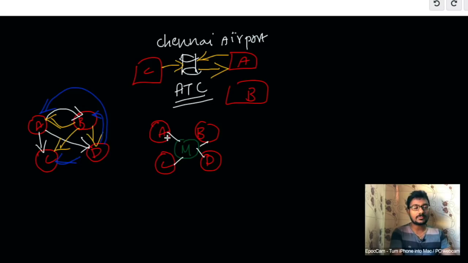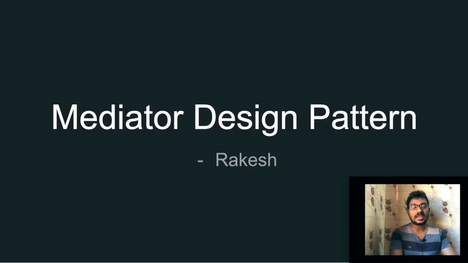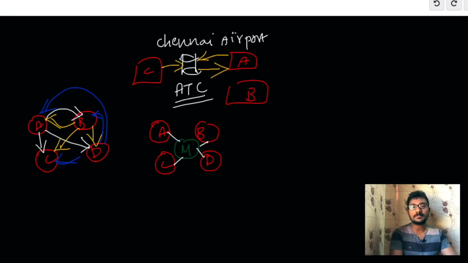So if A needs to communicate with B, C, D, it just communicates with the M, which means the mediator object. So the mediator object will handle those hurdles and other things behind the scenes. Now we'll go back to this slide. We'll try to discuss each point in a detailed manner using these examples.